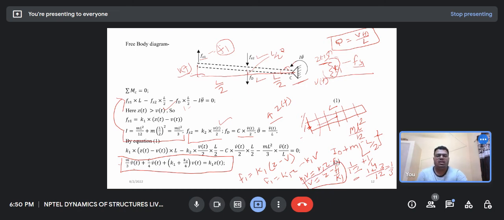Now you put the value of v in all of these: Vt, v double dot t, v dot t and Vt, and you can find the equation of motion in terms of F1. Give it a try by yourself. Have you understood what I have done here? Just rearranging the terms. Anyone has any doubt, or should I move further? Anyone?